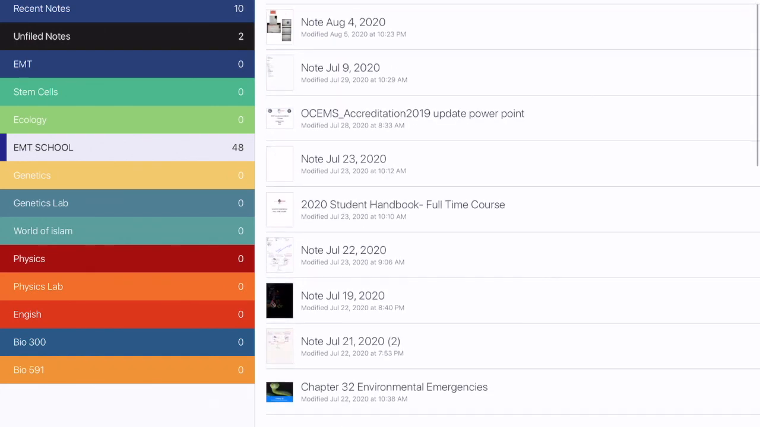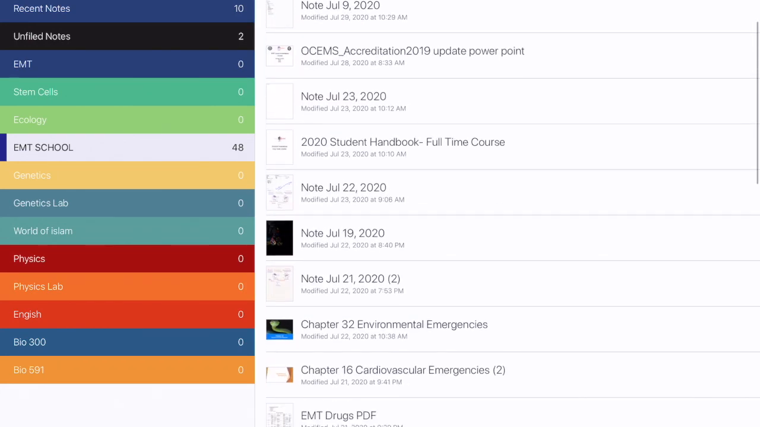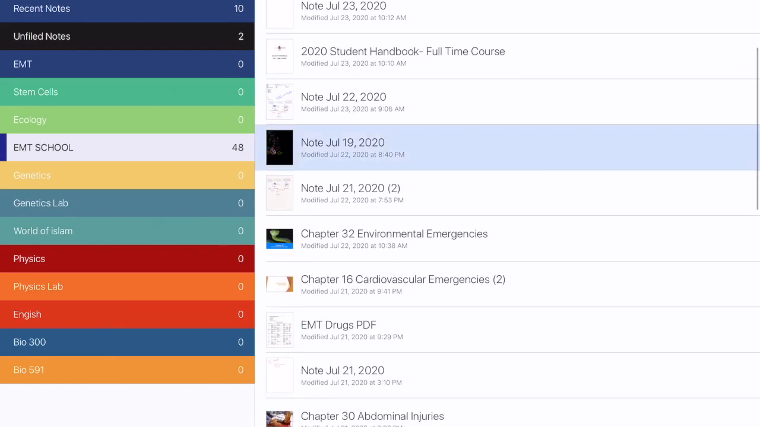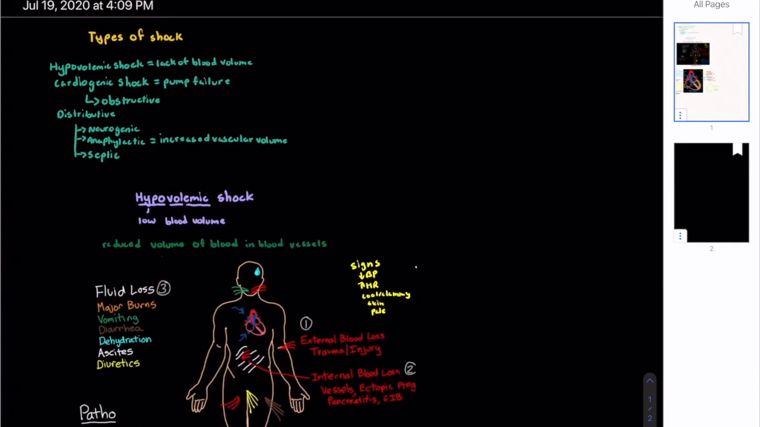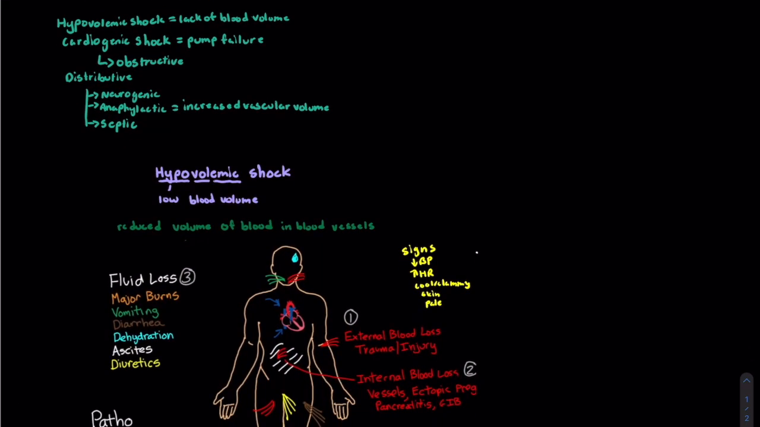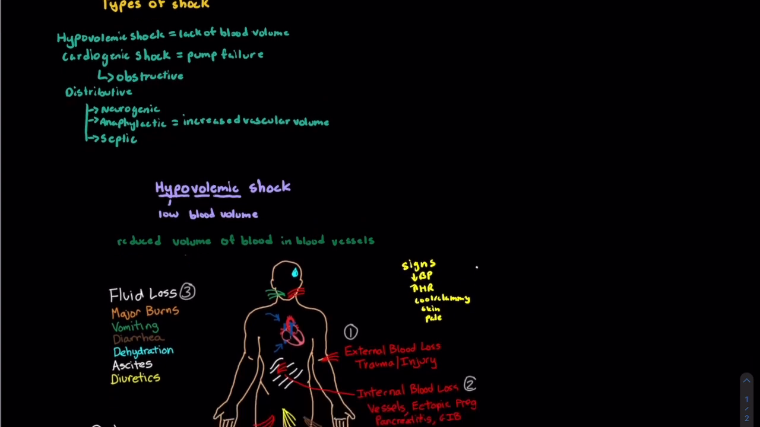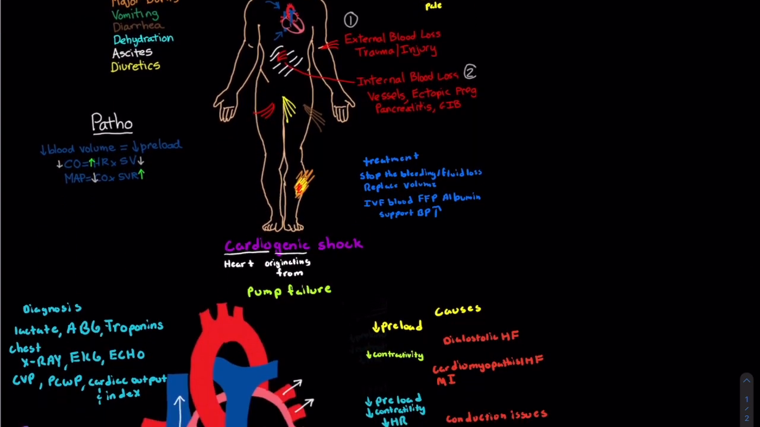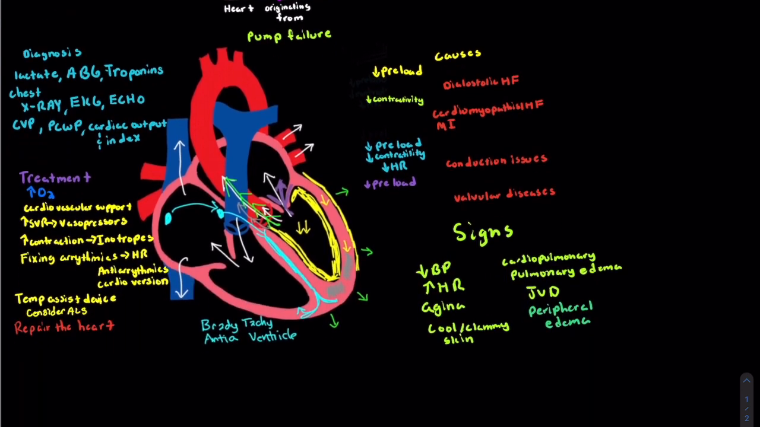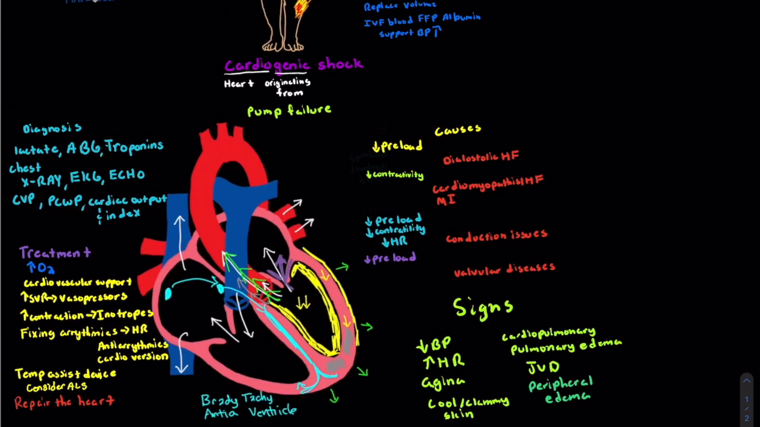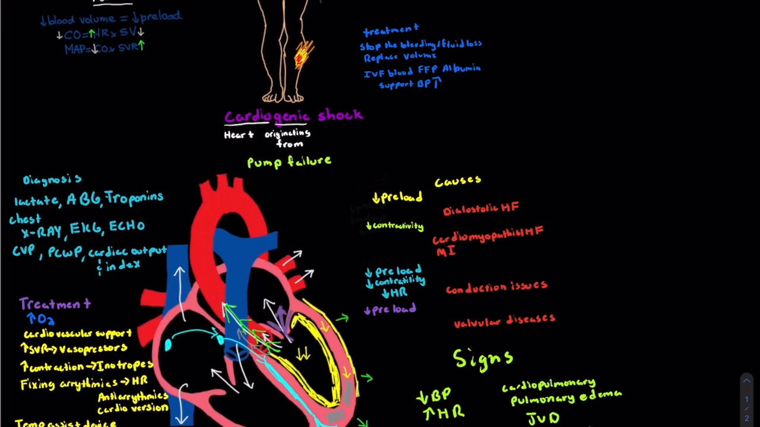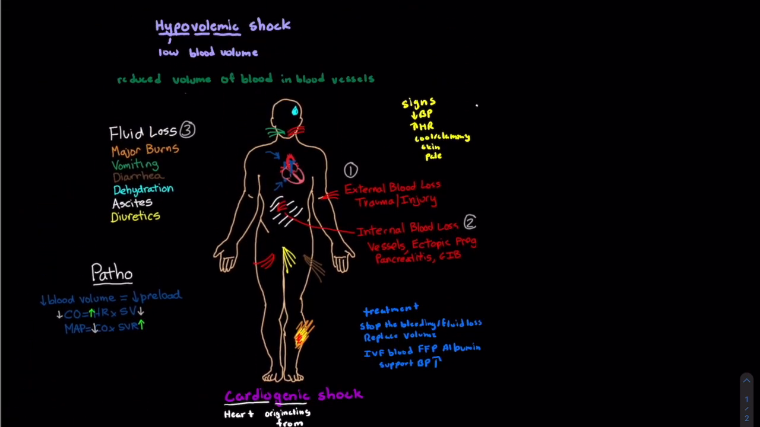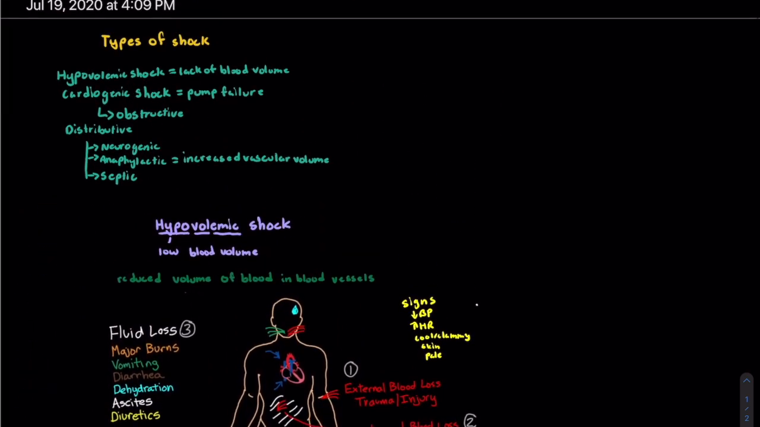Here are more examples on what we can do with this image, especially with anatomy and stuff like that. We can do things like this. As you can see here, we have different types of shock where we had hypovolemic shock, cardiogenic shock, and we're able to draw diagrams like this and be able to explain everything that's going on.